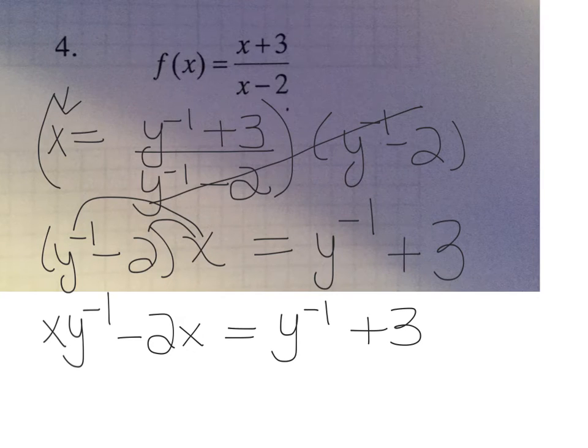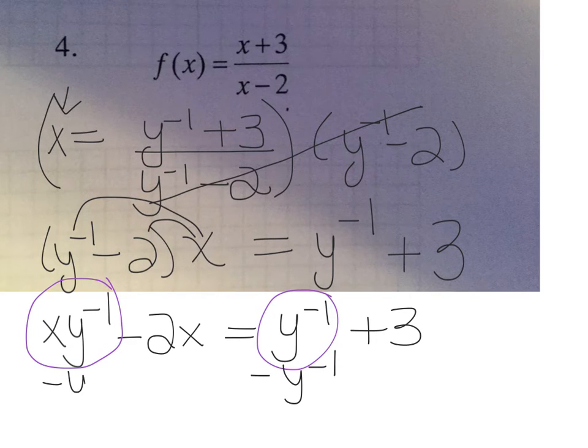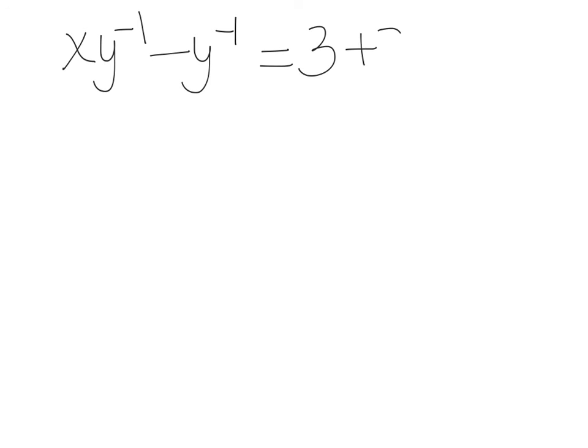Okay, and I know that you're looking at this and you're like, okay, I don't know what to do next. Well, here's the trick. You need to put the y inverse stuff on the same side. So I'm going to move this y inverse over to the other side, and at the same time, I'm going to add my 2x to the other side. The reason I'm doing this is because I want to put all the y inverse stuff on one side and the not y inverse stuff on the other side. And I'm going to add a new screen so I have some more space. So when you do that, you're going to have x y inverse minus y inverse equals 3 plus 2x.